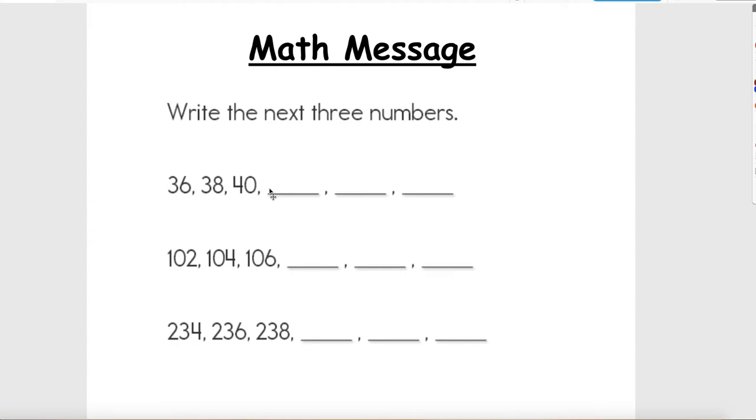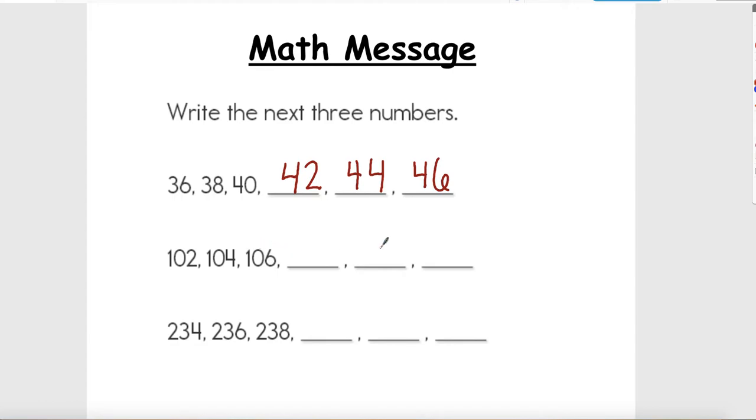42. Oh, I can use the pen right now. I'm so excited. 42, 44, 46. Nice job. Okay, now, next 3 numbers. Keep your brain thinking, we were counting by 2s. We have 102, 104, 106. What would be the 3 numbers that would come after that? Write the next 3 numbers on your dry erase board.